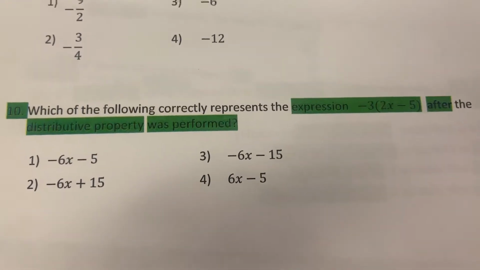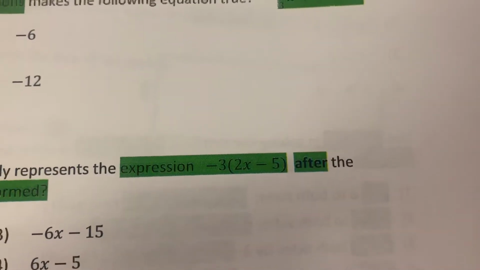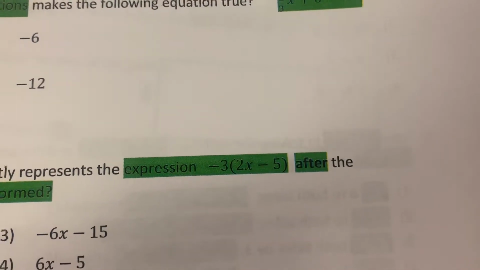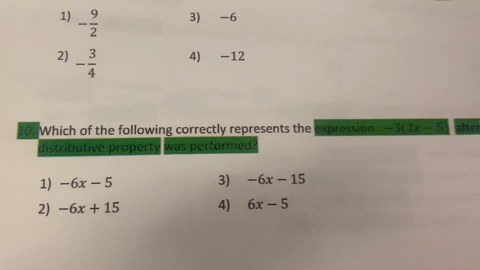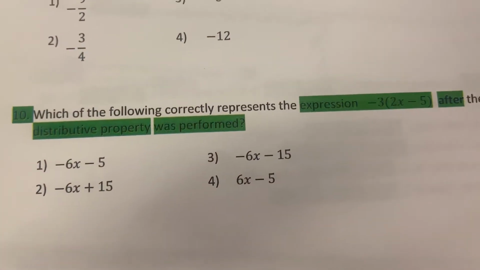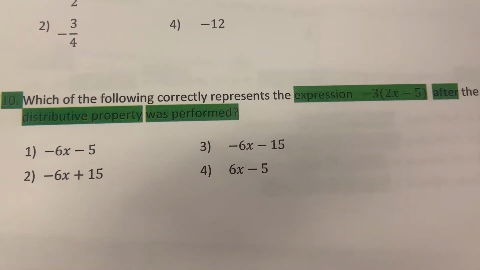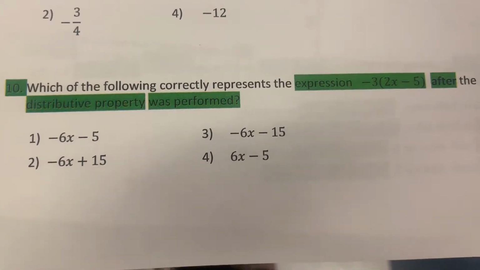Number 10, which of the following correctly represents the expression negative 3 times 2x minus 5 after the distributive property was performed? So the expression is negative 3 times 2x minus 5. After you perform the distributive property, what is the next step?